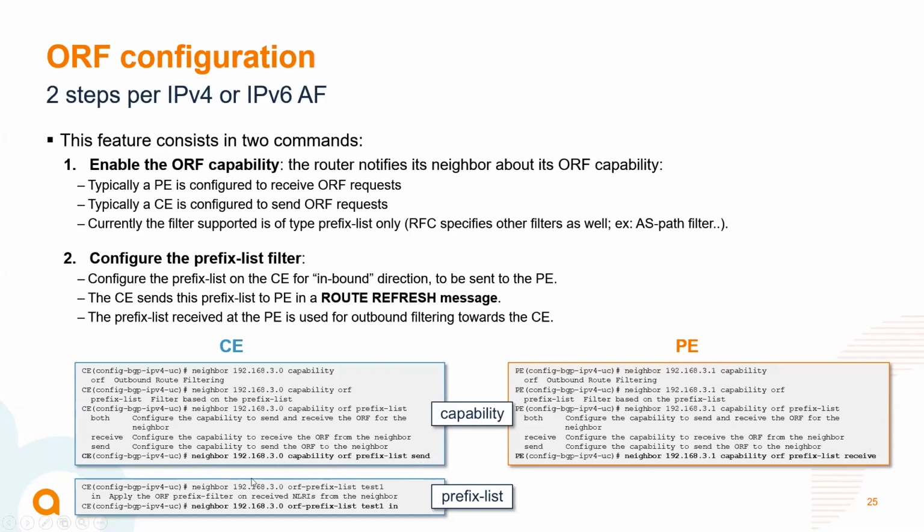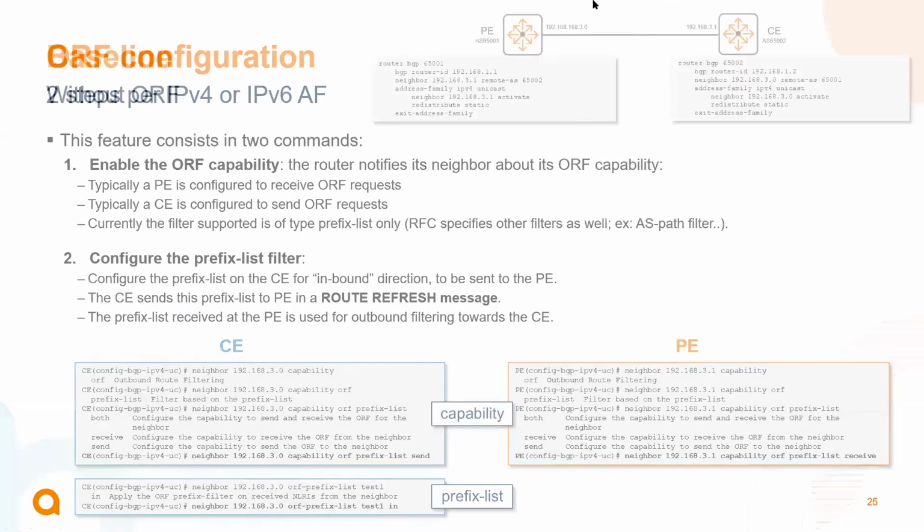Only on the CE will you configure the prefix list. You will see in the next slide how to configure the prefix list, but just applying the prefix list would be neighbor, the PE, ORF prefix list. This is the prefix list to be sent to the PE, requesting the filter to be effective on the ingress of the CE.